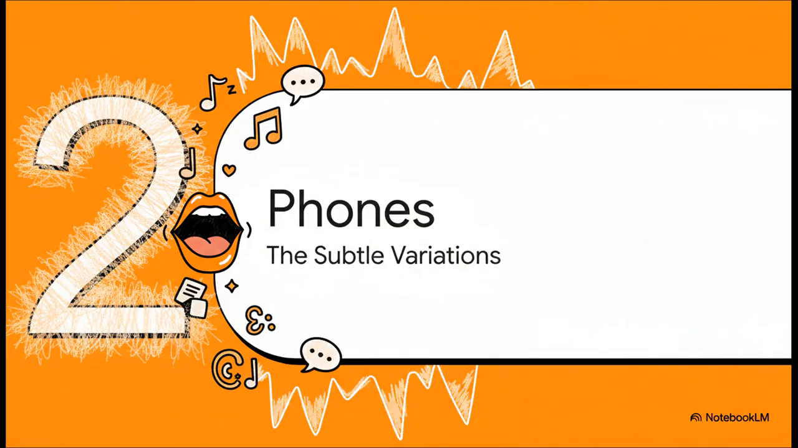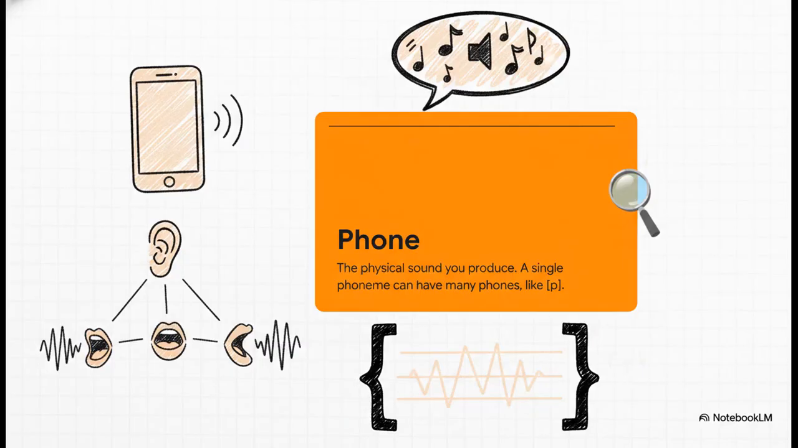Okay, you with me? Let's move on to our second key concept, and it builds right on top of the first one. It's called phones. So if a phoneme is the abstract idea of a sound in our brain, a phone is the actual physical sound that comes out of our mouth. It's the real-world version. A phone is the physical thing you actually produce and hear. You could literally record it.